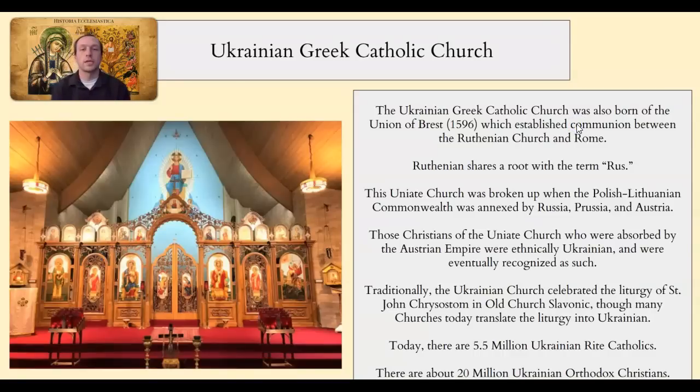The Ukrainian Greek Catholic Church. The Ukrainian Greek Catholic Church was also born of the Union of Brest in 1596, which established communion between the Ruthenian Church and Rome. Once again, Ruthenian shares a root with the term Rus. This Uniate Church was broken up when the Polish-Lithuanian Commonwealth was annexed by Russia, Prussia, and Austria. Those Christians of the Uniate Church who were absorbed by the Austrian Empire were ethnically Ukrainian and were eventually recognized as such.